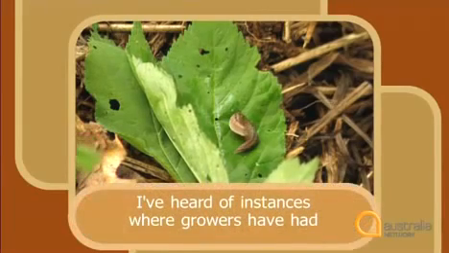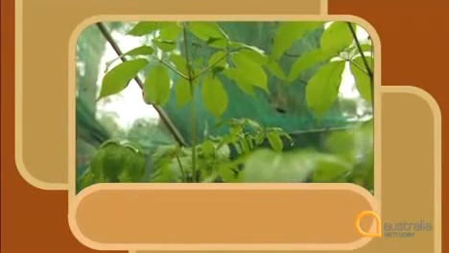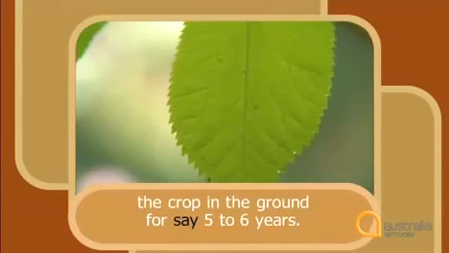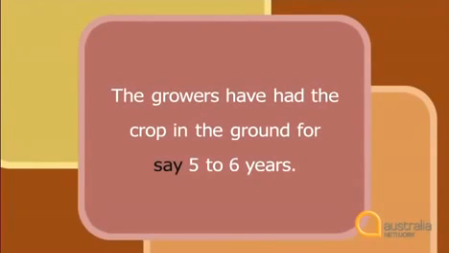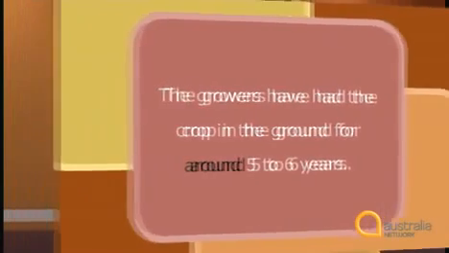Listen for another example. I've heard of instances where growers have had the crop in the ground for say 5 to 6 years. The crop has been in the ground for, say, 5 to 6 years. So the word say here narrows down a time period. The growers have had the crop in the ground for, say, 5 to 6 years. The growers have had the crop in the ground for around 5 to 6 years.